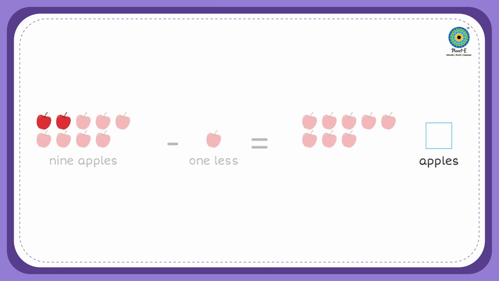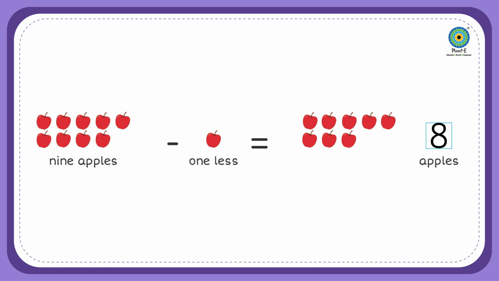1, 2, 3, 4, 5, 6, 7, 8, 9. 9 apples. This minus sign means subtract. How many do we need to subtract? 1 less equals 2. 1, 2, 3, 4, 5, 6, 7, 8. So total 8 apples. So if we have 9 apples and we take away 1 apple from it, it will become 8 apples in all.